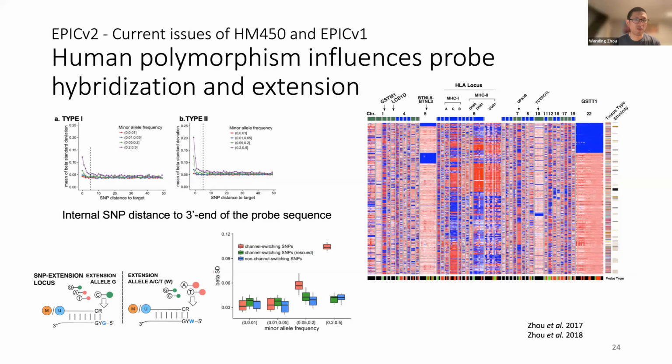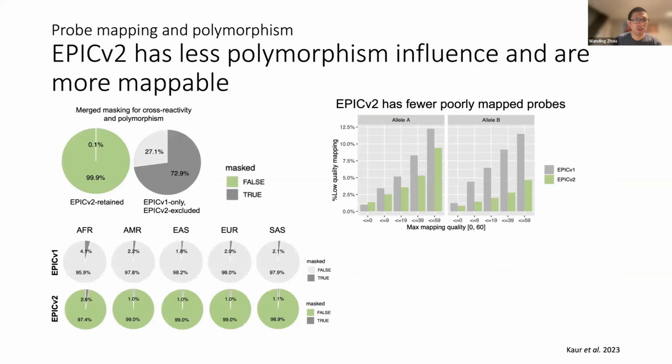And a major issue of EPICv1, and HM450 or any other previous Infinium array for that matter, is the influence of human polymorphism on probe hybridization and extension. This could include SNPs that go to the internal sequence and affect probe hybridization, or hit the extension base and hence alter the color channel measurements, or even just duplication or deletion of the whole region, and hence altering the hybridization, and leading to a potentially misleading pattern of epigenetic silencing, as shown in our previous work. So the EPICv2 was designed to address or alleviate this.